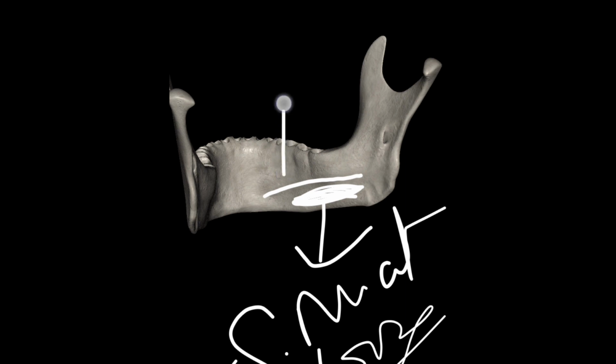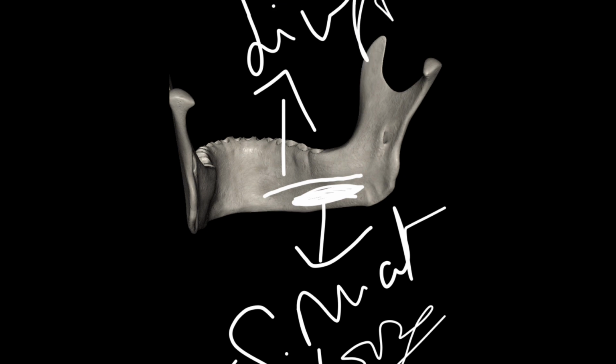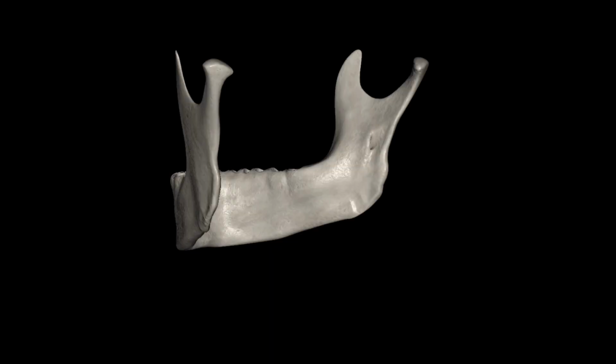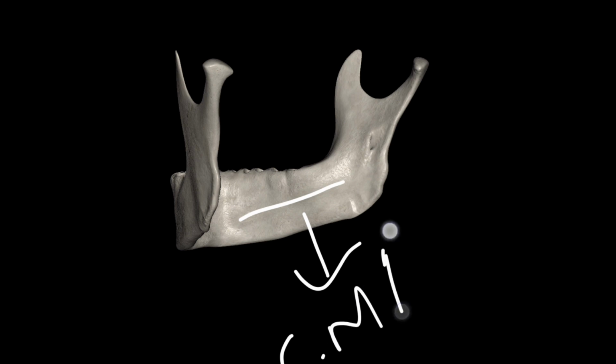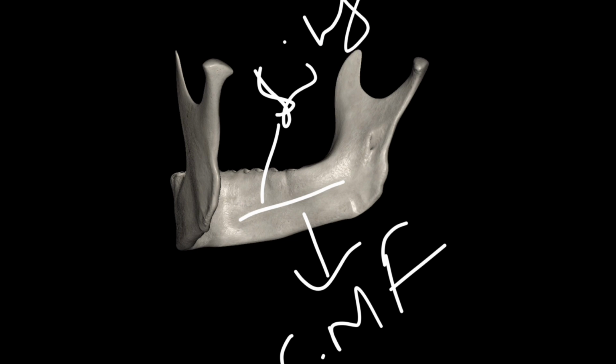Above the mylohyoid line, the fossa is known as the lingual fossa. The submandibular fossa is related to the submandibular gland, which is a salivary gland. So this is the mylohyoid line, this is the submandibular fossa, and this is the lingual fossa.